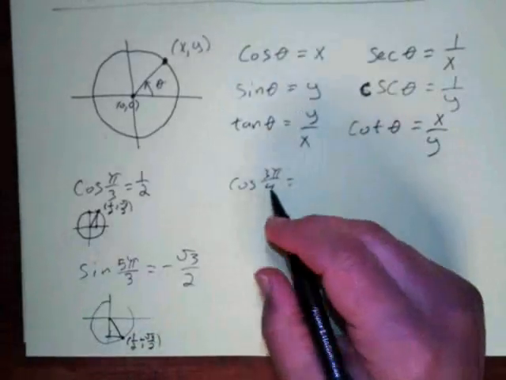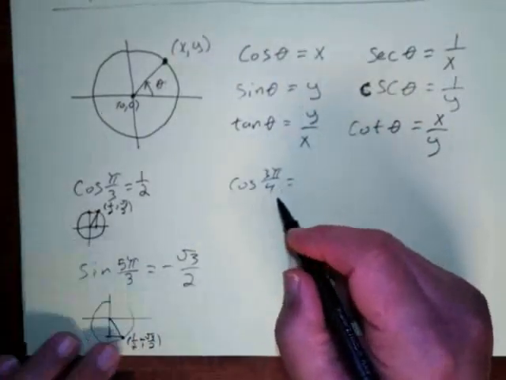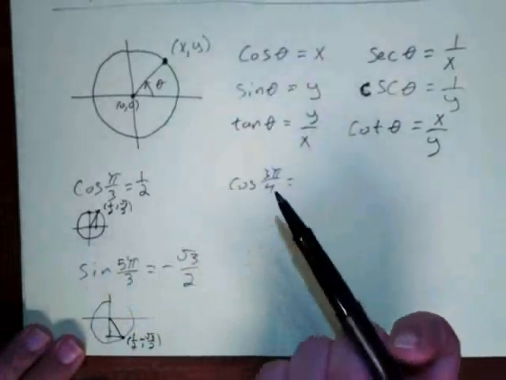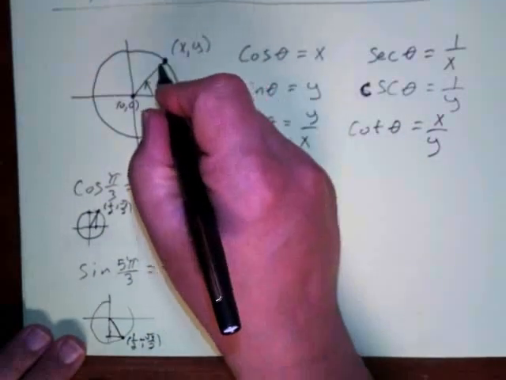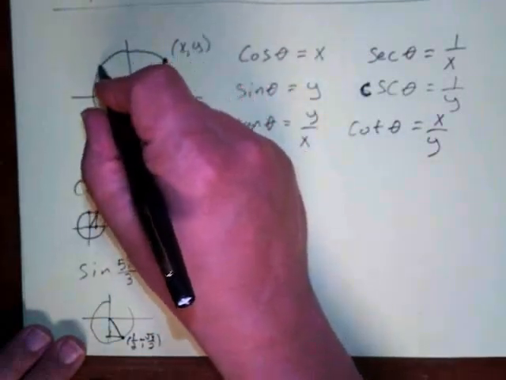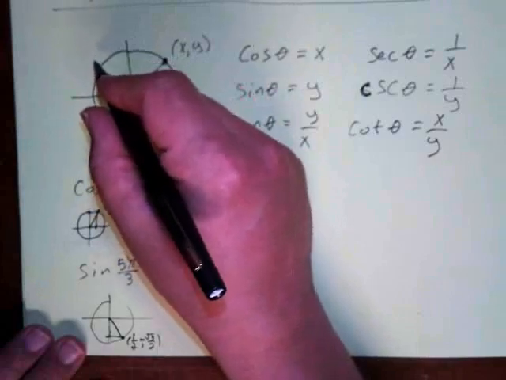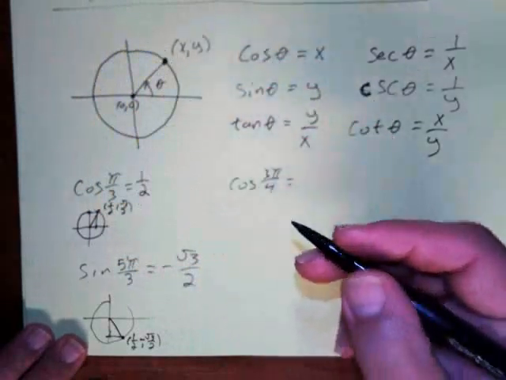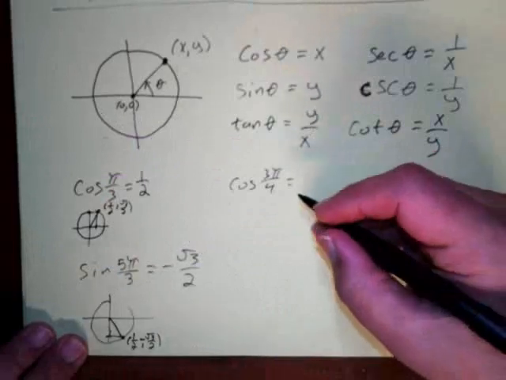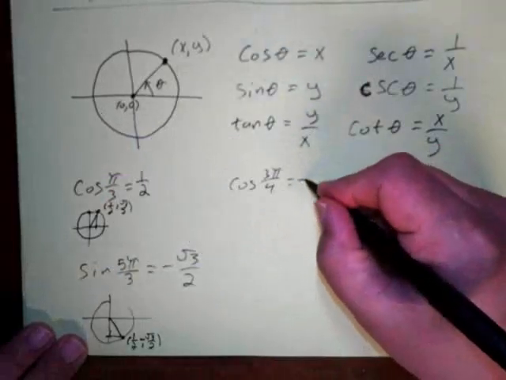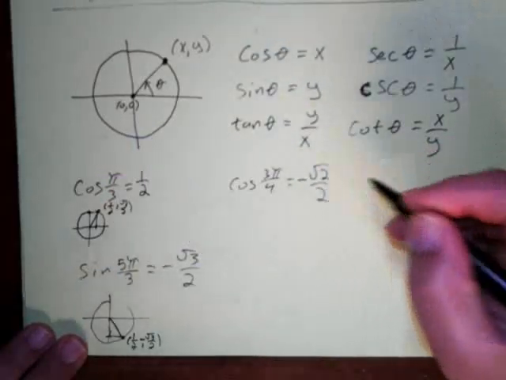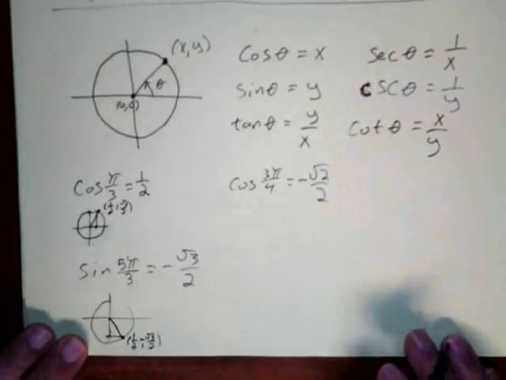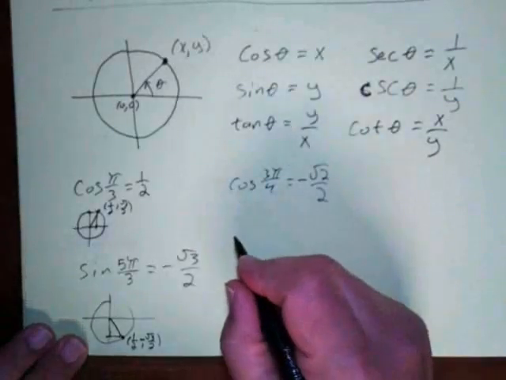I just needed to know whether it was positive or negative. So for cosine of 3 pi over 4, I just know 3 pi over 4 is over in the second quadrant, and that means it's a negative value. So this is negative square root of 2 over 2. And I don't even really need to draw a diagram there.